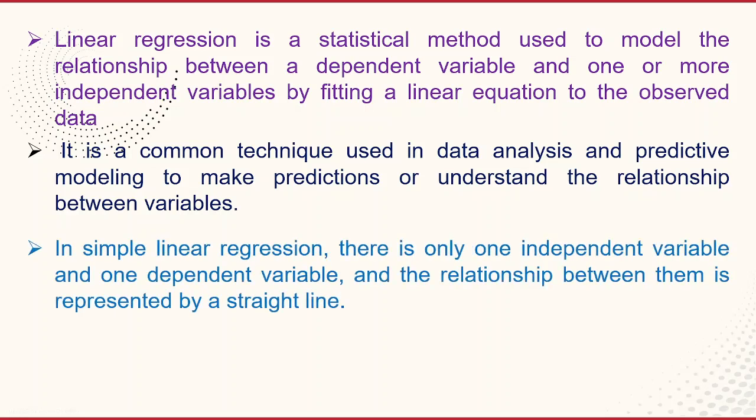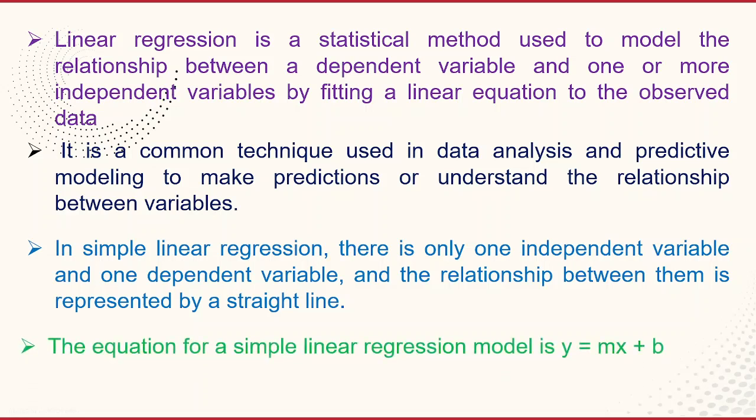variables. In simple linear regression, there is only one independent variable and one dependent variable, and the relationship between them is represented by a straight line. The equation for a simple linear regression model is y is equal to mx plus b, where y is the dependent variable, x is the independent variable, m is the slope of the line, and b is the intercept.